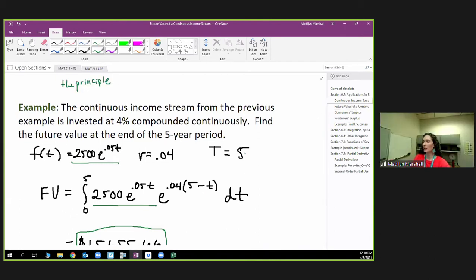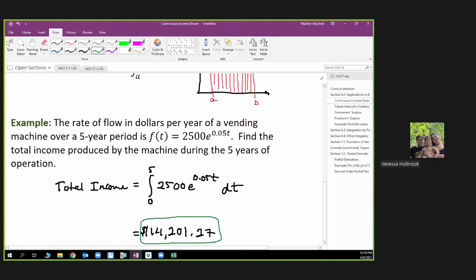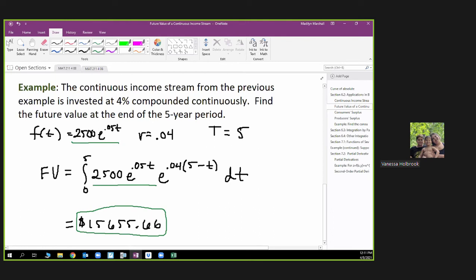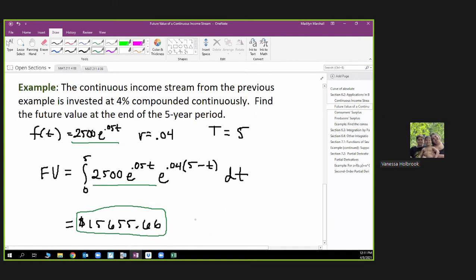The 14,000 or so is just what the vending machine is bringing in through selling stuff. But then once we put it into the account, now it's earning interest continuously. And so that additional 1,400-ish is in interest. Okay. Right. Yeah.